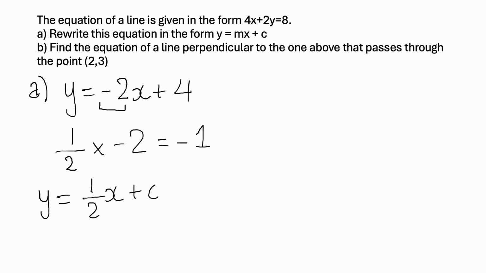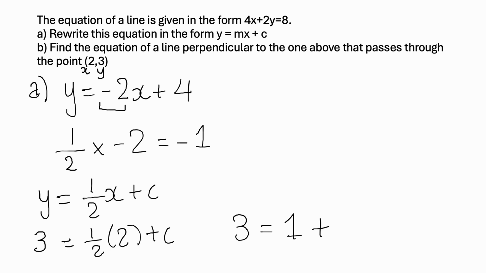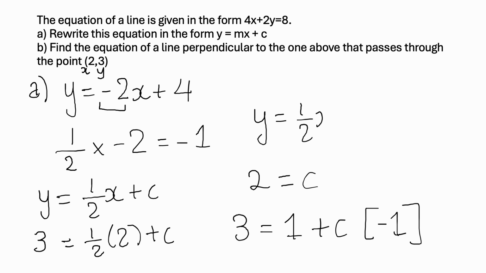But we need to work out what this c is. We can use the coordinates that this line passes through, which is (2, 3). Our 3 is our y, and our 2 is our x, plus c. A half times 2, so half of 2 is 1. So 3 is equal to 1 plus c. To eliminate that 1 and get what c is, we subtract 1 from both sides. 3 subtract 1 is 2, so 2 is equal to c. So we can write it as y is equal to half x plus 2. Lovely.